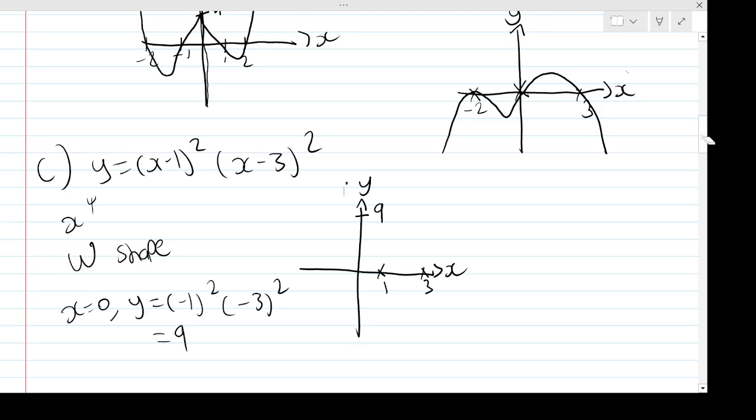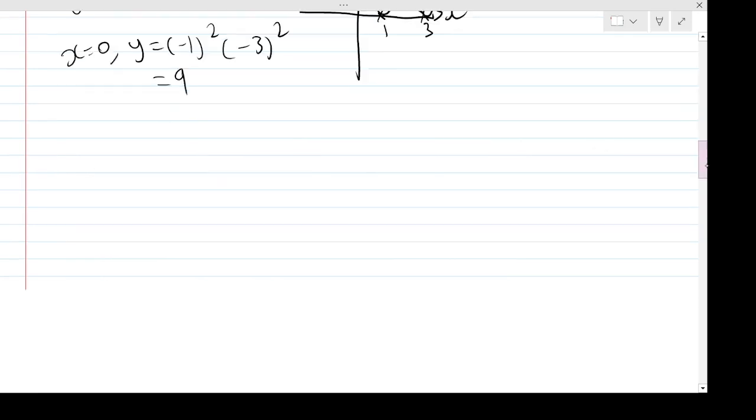So it's going to start up here maybe. Then it's going to touch it, come back down, and touch at 3. Then it's going to shoot back up. Cool, so that'll be the graph there. Lovely.